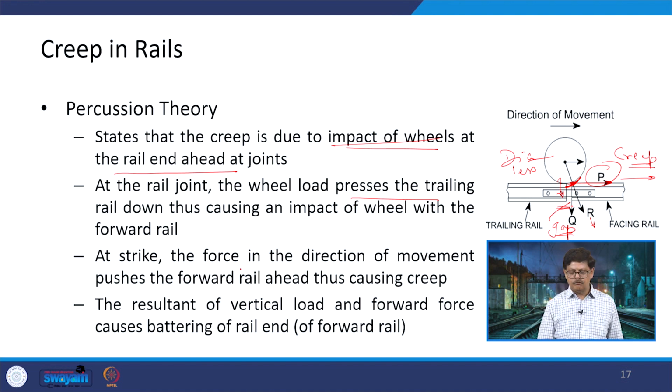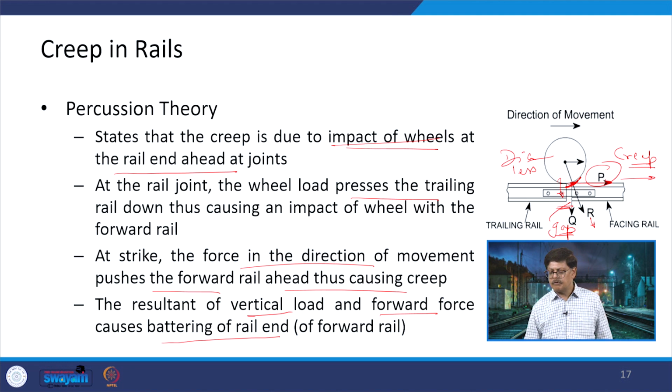At a strike, the force in the direction of movement pushes the forward rail ahead, thus causing the creep as we have discussed. The resultant of the vertical load and the forward force cause battering of the rail end. So, if this is a forward force P, this is the vertically downward force Q. If we take this R, then this R will cause the battering of the rail end like this. So, because of this force R.